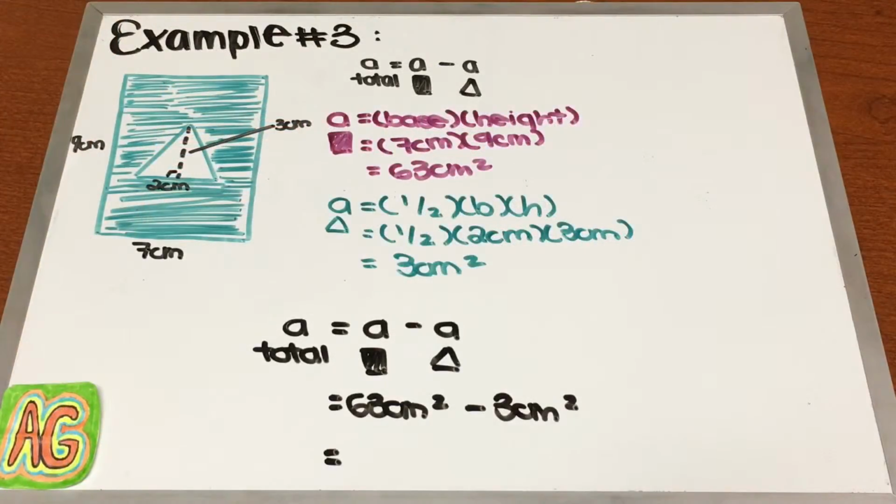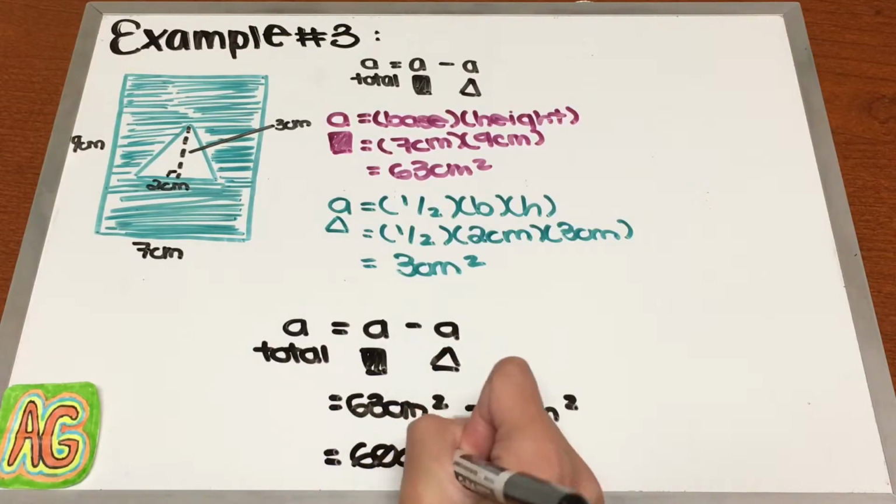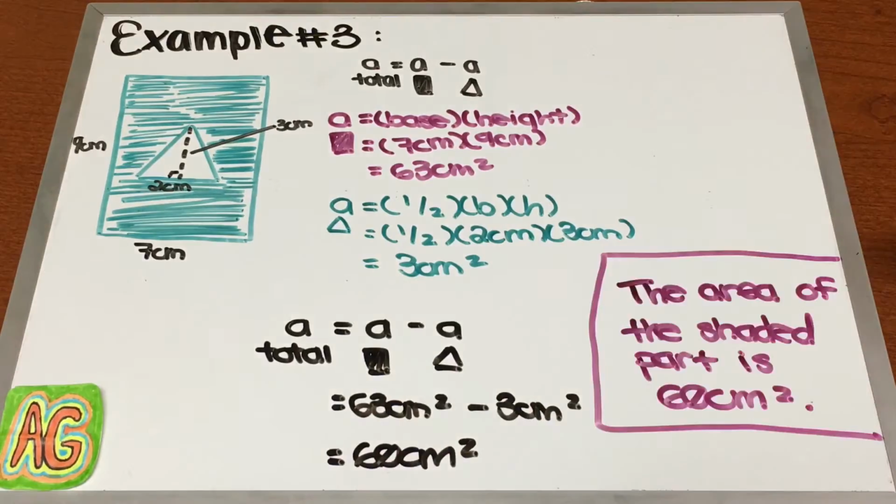Now we will be subtracting the triangle cutout from the rectangle. So the formula we will be using for this is area total equals area of the rectangle minus area of the triangle, which equals 63 centimeters squared minus 3 centimeters squared, which equals 60 centimeters squared. The area of the shaded part is 60 centimeters squared.